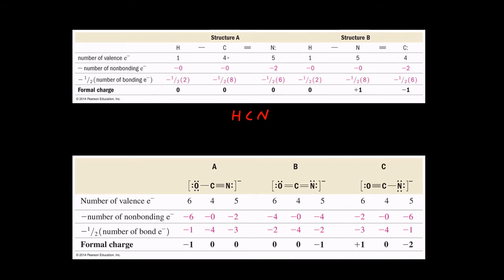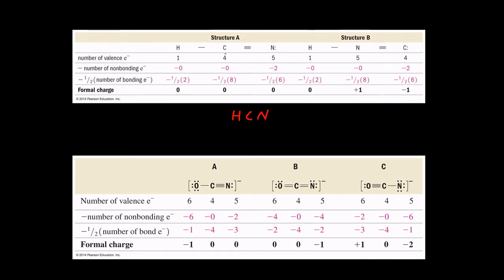So when it's arranged as HCN, where the hydrogen is bonded to the carbon, hydrogen, as long as it has just the single bond, it's always going to have a formal charge of 0 because it has 1 valence electron and it only has 1 bond, and so if it gets 1 of those electrons assigned to it, that would be 1 minus 1, which gives you 0. And it's going to be the same thing for the hydrogen over here.